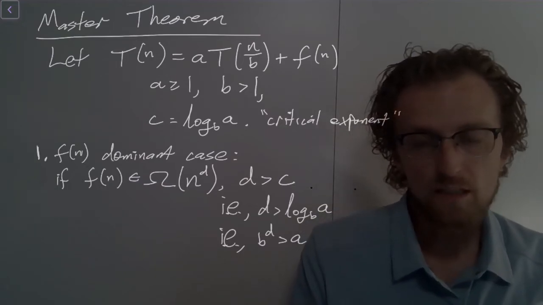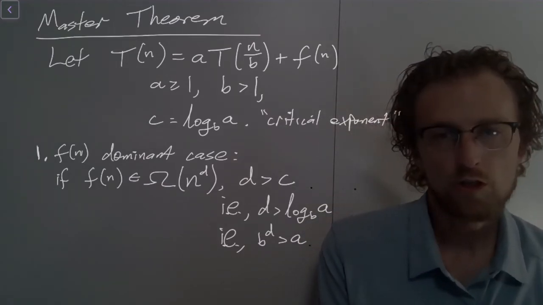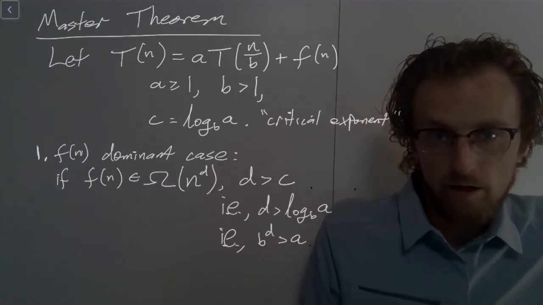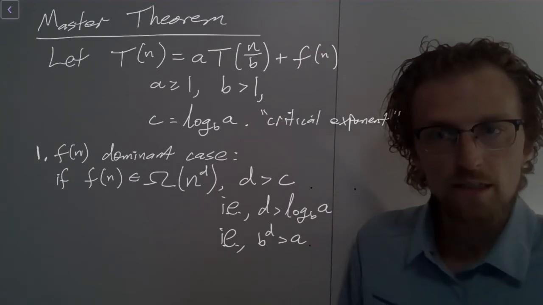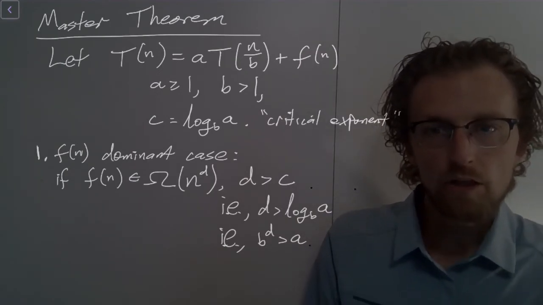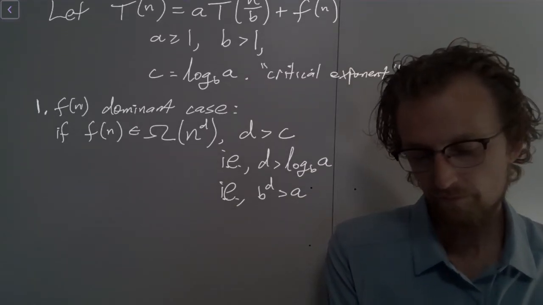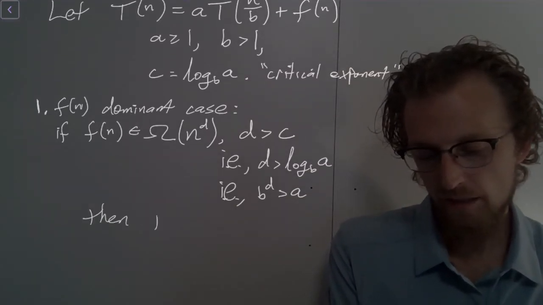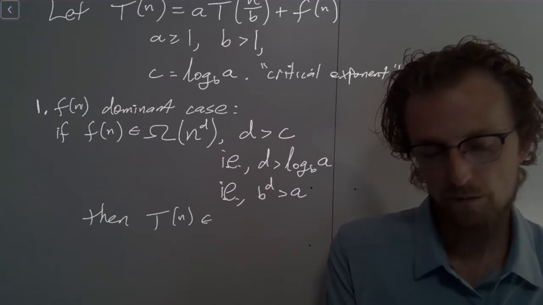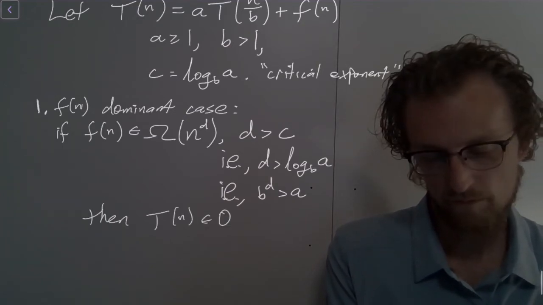Okay, so what does this mean? This means that if the recursion term is bigger, in a strict sense, than a polynomial with this critical exponent, then we get the following. Then T of n is big theta of f of n.